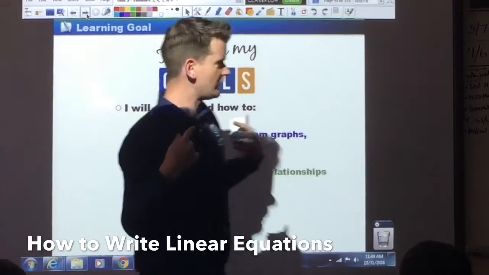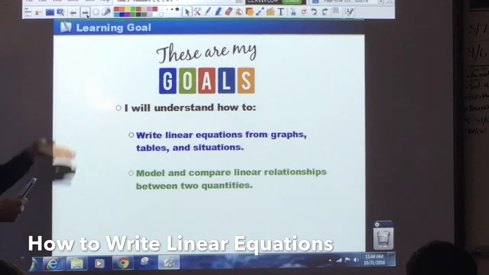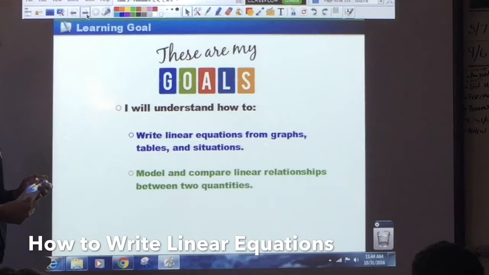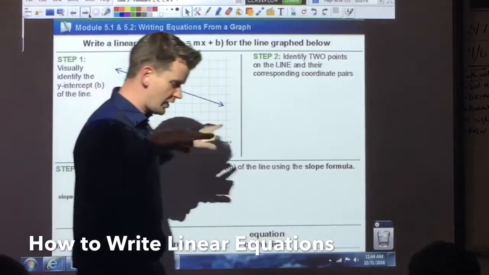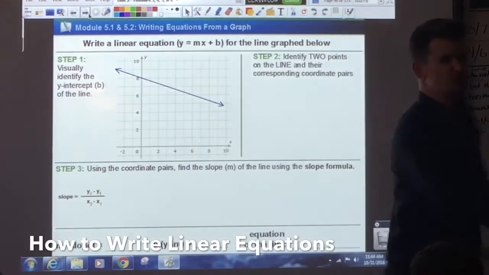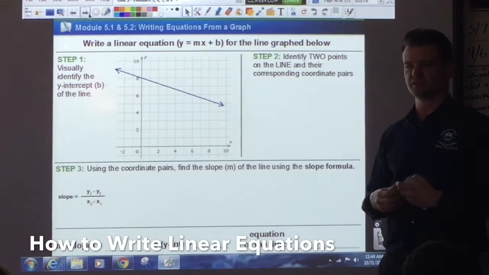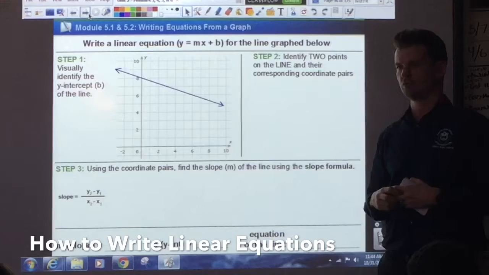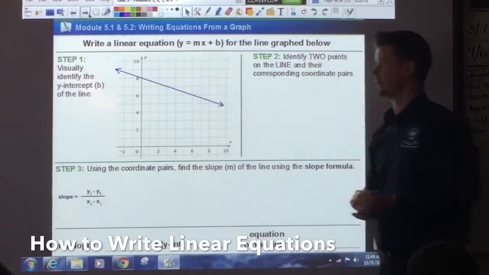For module 5.1 and 5.2, today we're going to learn how to write linear equations from graphs, tables, and situations. Then we're going to model and compare linear relationships between two quantities. The good thing is, a lot of this stuff transcends. It slides into this module. It's stuff that you've already seen in module 4, the same stuff that we start off with here in module 5.